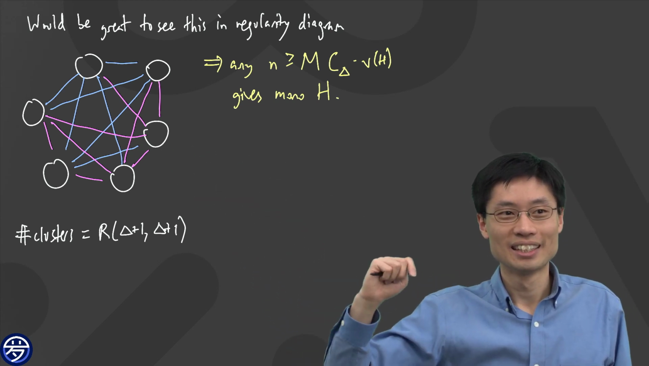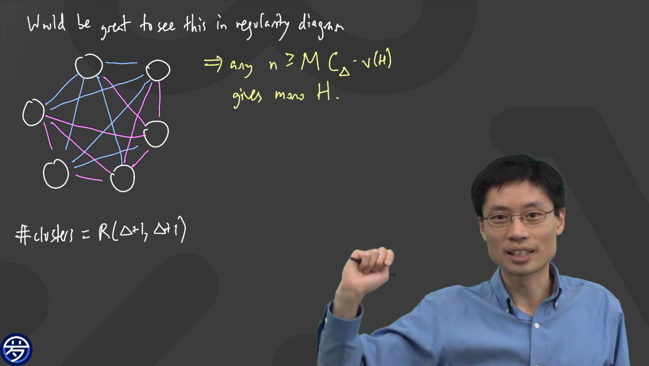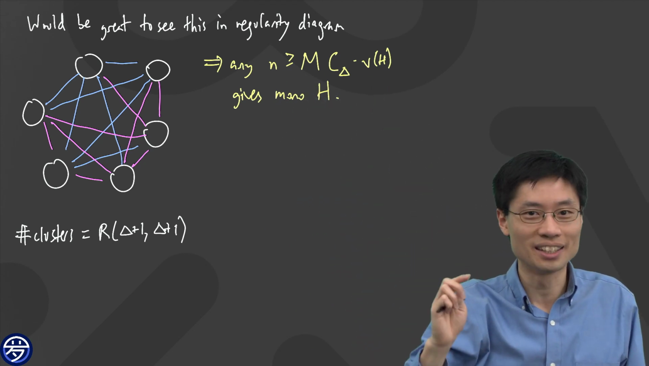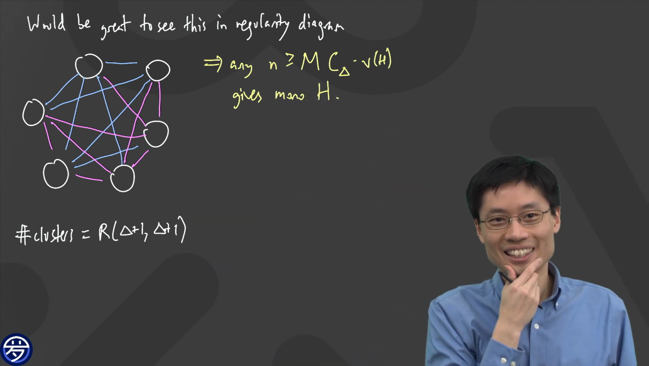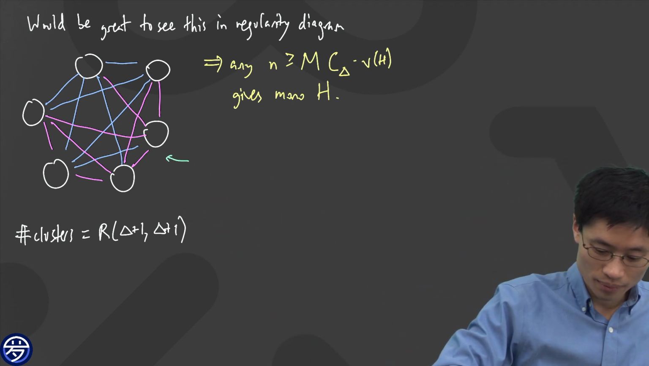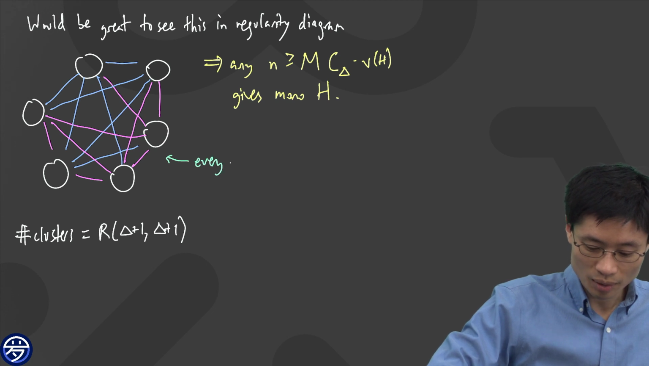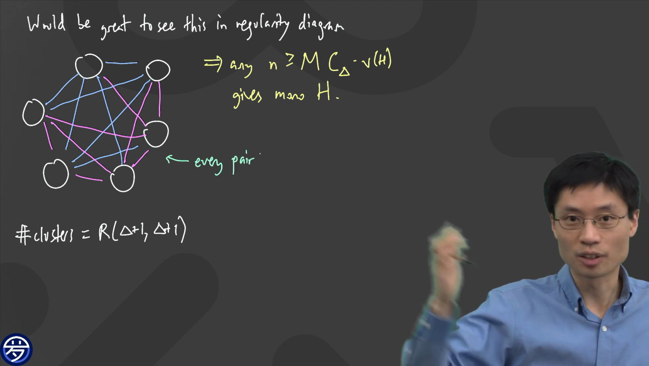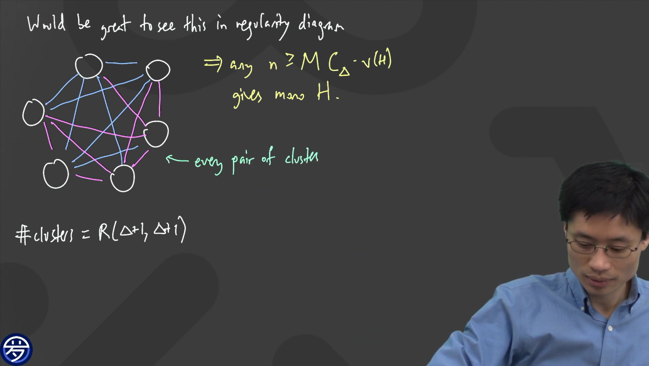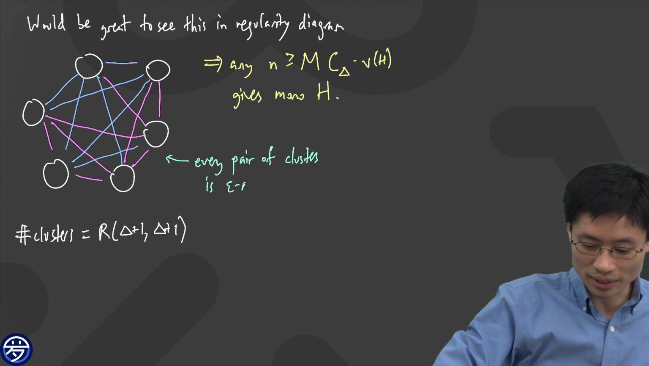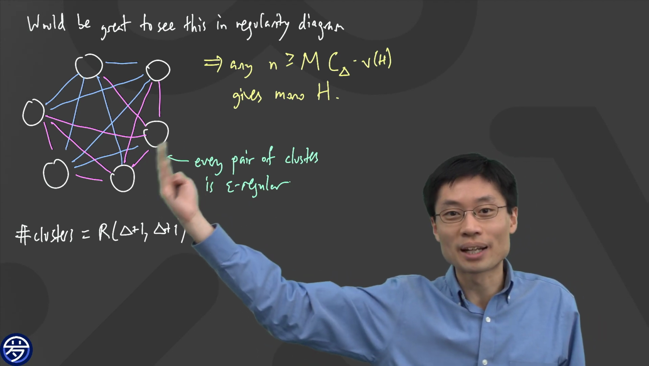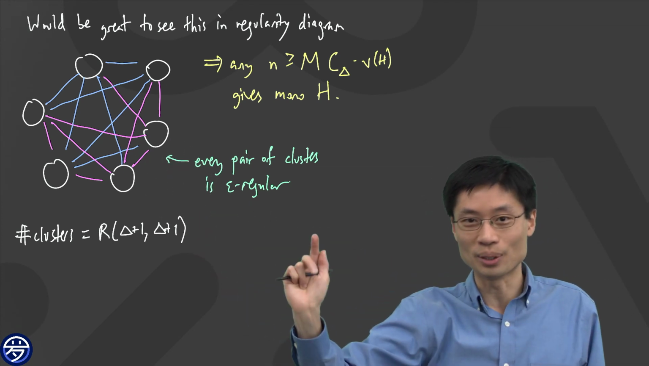So I need to have this. If I have this, I'm all done. Well, when I say if I have this and I also have n big enough, I'm all done. So now how could I get this? Well, what does this mean? What this means is that every pair here of clusters is epsilon regular. Actually, that's all it means. All I need is that every pair is epsilon regular, because then it'll either be red or blue.